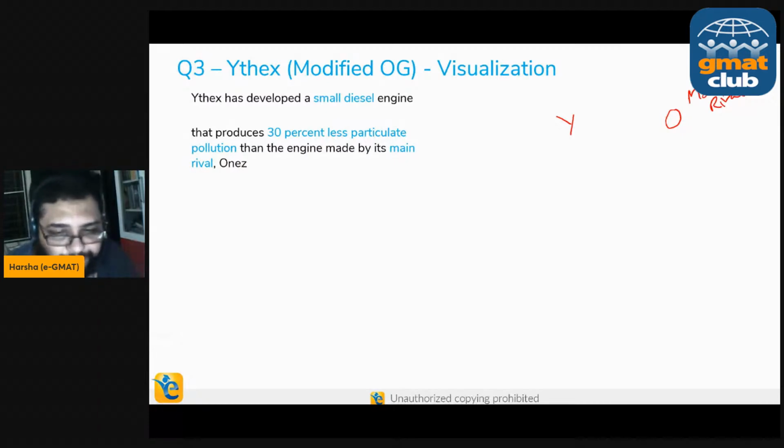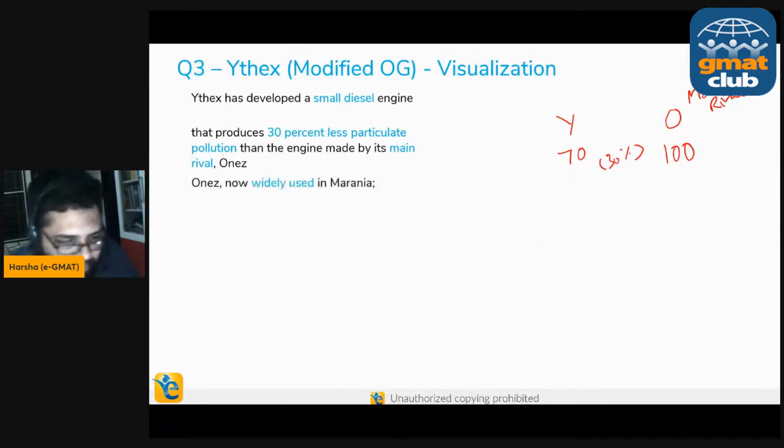30% less particulate emission. I like using numbers to understand this, but you could understand it either way. Essentially, if the Once engine has, let's say, 100 units of particulate pollution, that means the Vitex engine would be 70, or in other words 30% less. So far so good. Now let's move on.